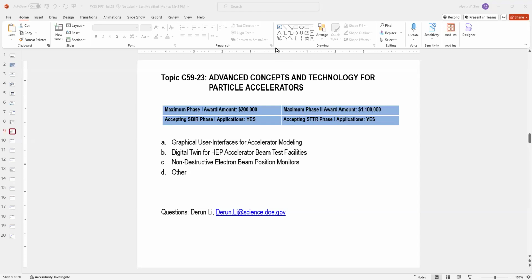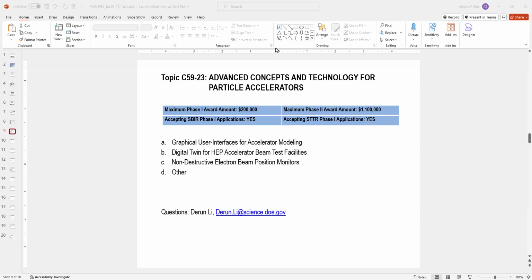Subtopic B, digital twins for HEP accelerator beam test facilities. We're looking for, and of course this is an aspirational goal, creation of a digital twin of a DOE accelerator test facility, and steps towards that, which would allow for the exploration of machine tuning, AI/ML controls and development to enhance new experiments.